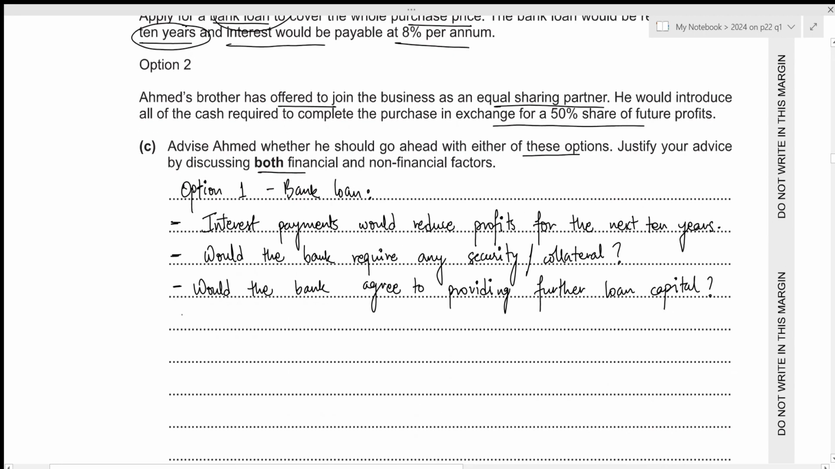Okay, now we can move towards option 2. This is of partnership. So in this case, Ahmed's brother would finance the cash required to complete the purchase in exchange for a 50% share of future profits. The very first financial factor we can write down is that Ahmed would have to forego half of future profits. So Ahmed would have to forego half of his future profits.